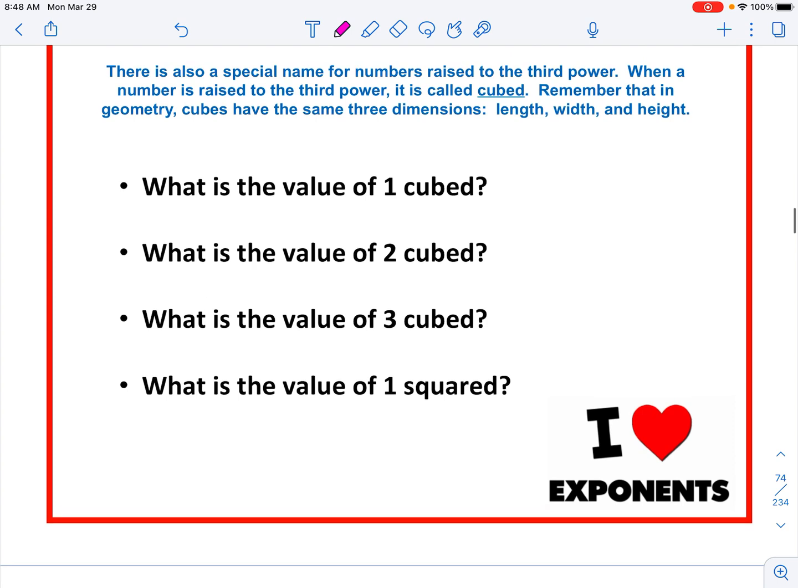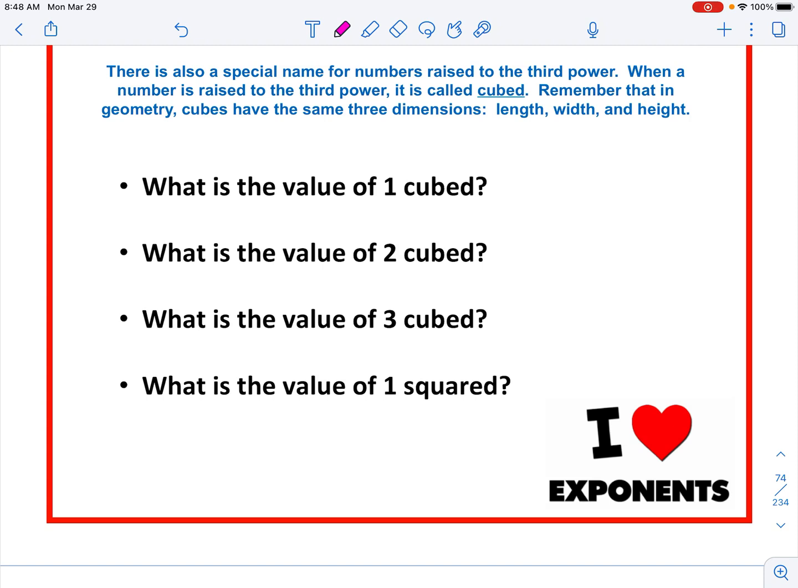Now let's talk about cubed. Okay, there's a special name for numbers raised to the third power, like I said before. When a number is raised to the third power, it is called cubed. Remember that in geometry, cubes have the same 3 dimensions: length, width, and height. Okay, so that is why it's called cube. It's talking about real cubes in real life because they have 3 dimensions.